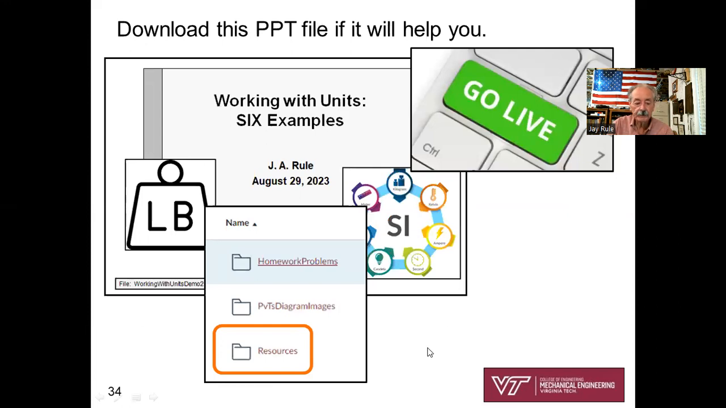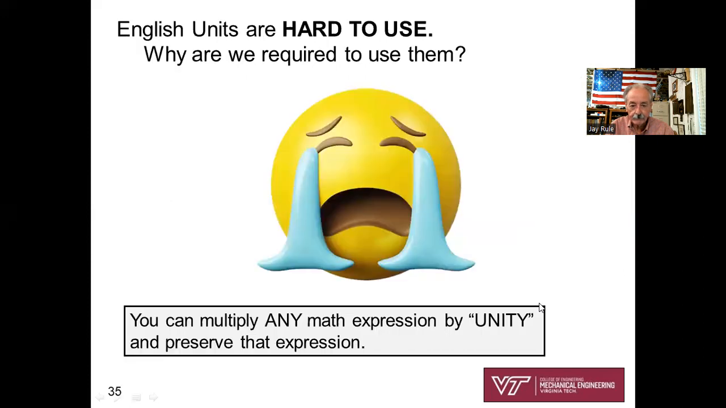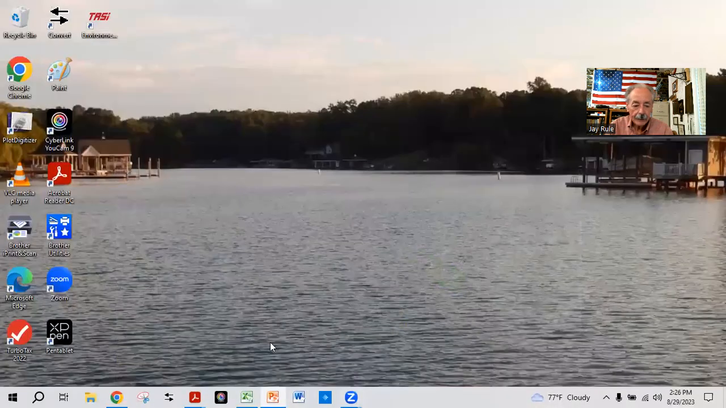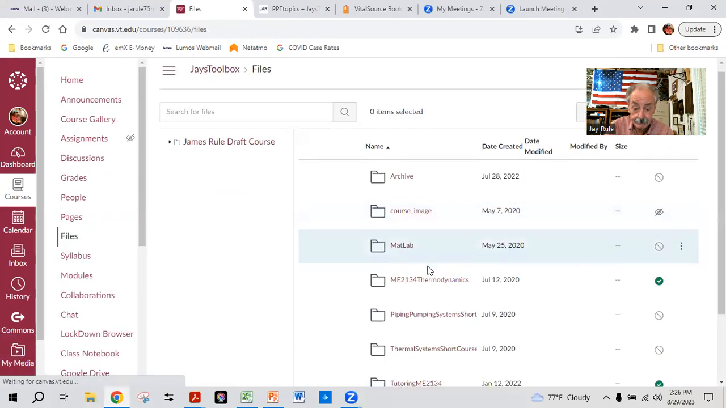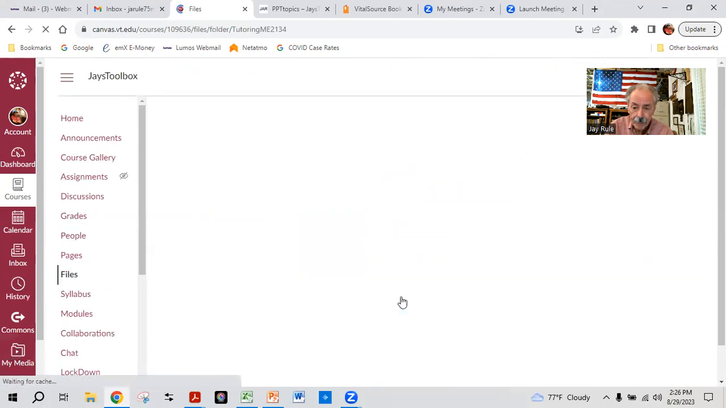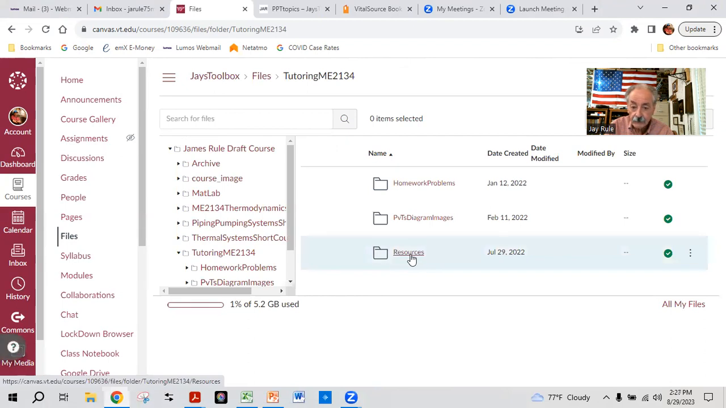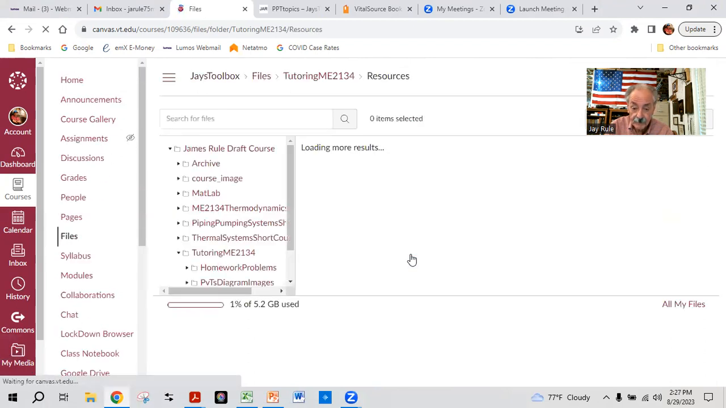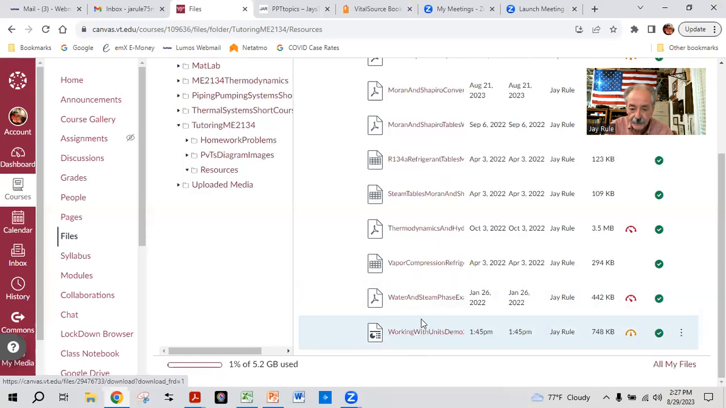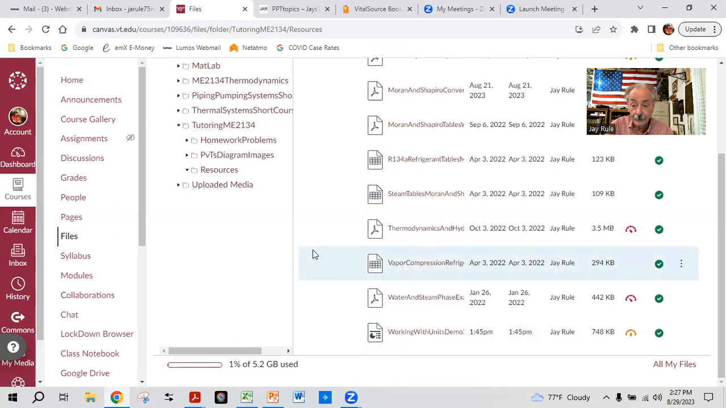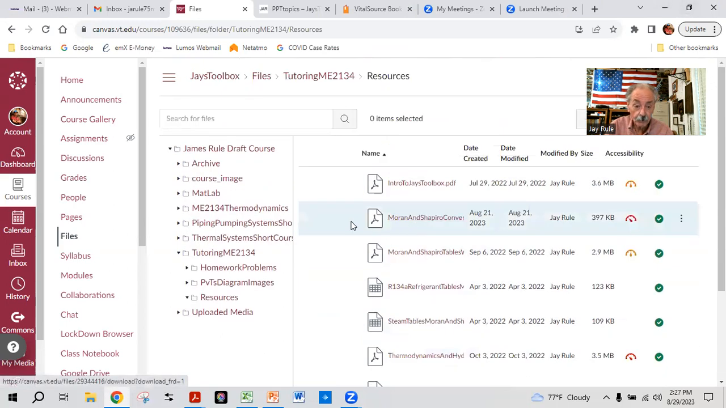Now, let me show you. I'm going to escape out of PowerPoint, I think. And I'm going to show you how to get to this PowerPoint if you want to go static. Let's go to Files. So now we're in Jay's Toolbox Canvas site. Let's go to Tutoring. Click on Resources, and let's scroll down. Here it is, Working with Units demo. You can click on this and download the presentation if you wish to look at this slide by slide. Okay, where are we? Files, tutoring, resources folder.